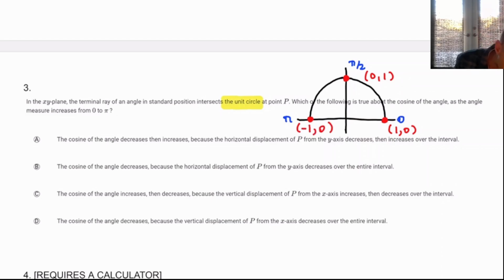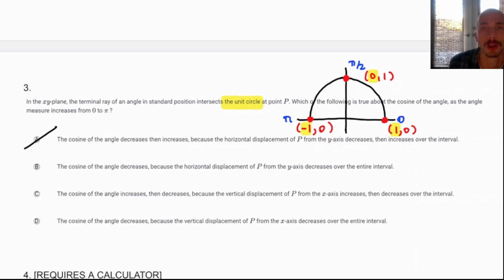All right, and cosine is the x coordinate. So what I'm saying is that as theta increases, P moves right to left. Our x coordinate is going to be decreasing. So it's going to go from 1 to 0 to negative 1. All right, so cosine of the angle decreases. Okay, and so I'm going to use that to eliminate answer choice A, because it says decreases then increases. Okay, and becoming more negative, that's still decreasing.